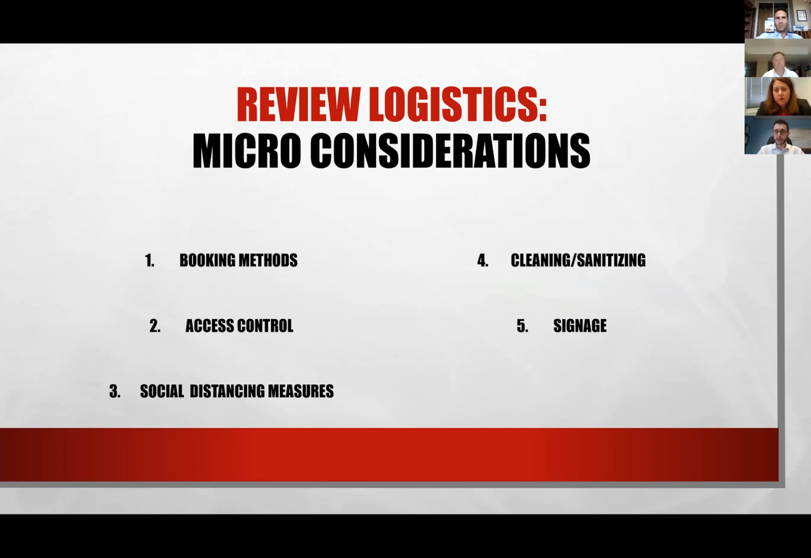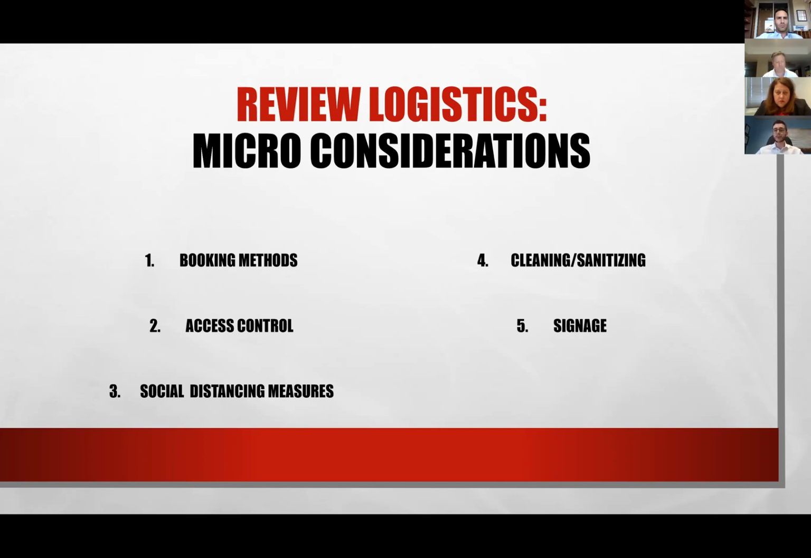Let's say that you have 10 amenities in your condominium corporation. You've identified 5 that you want to open right away. Maybe there's another 5 that you're going to open a couple months from now. Those 5 that you want to open right away, we have to understand how we're going to monitor those amenities, how we're going to have responsible ownership of them. And that includes the booking methods of those facilities, the access control to and from those amenities, all the social distancing measures inside of them, the cleaning of those spaces, and finally the signage.